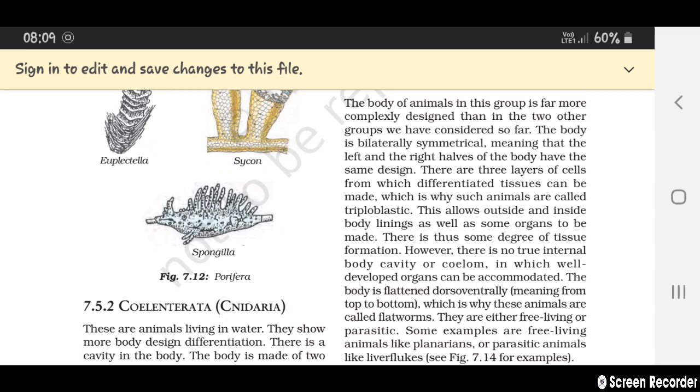And the body is bilaterally symmetrical, meaning that the left and the right halves of the body have the same design. So if we bisect them, the left and right parts both have the same body design.